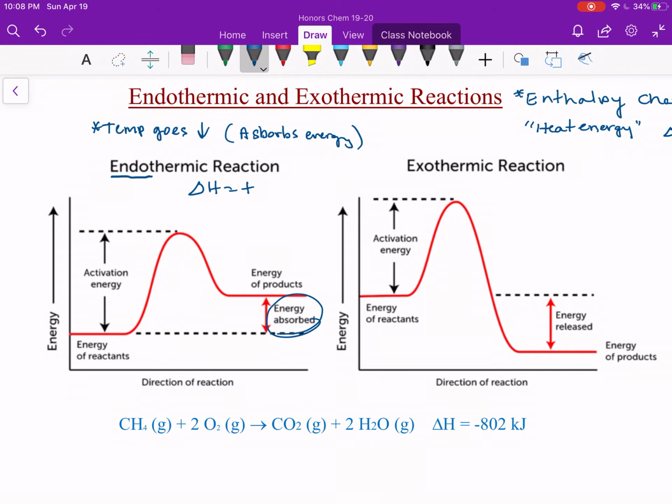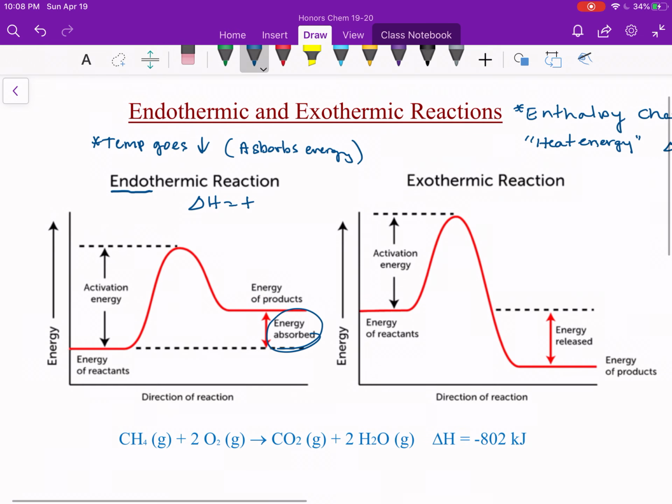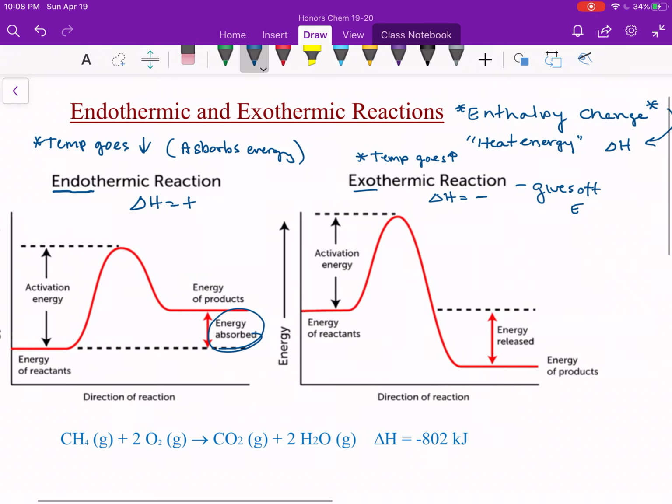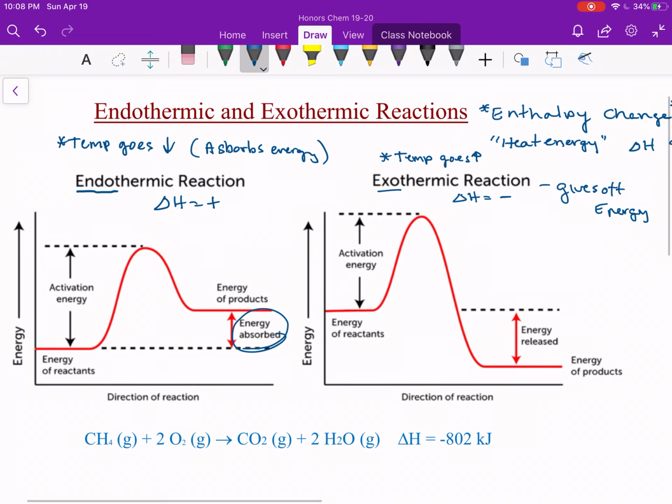Now, if we're talking about an exothermic reaction, for that particular reaction we're going to see the temp around it goes up. Think about fire, right? Fire is hot. Temp goes up. It would be an exothermic reaction, and delta H for that process is going to be negative, right? Negative meaning that energy is given off. So it gives off energy, whereas an endothermic reaction absorbs energy or takes in energy.